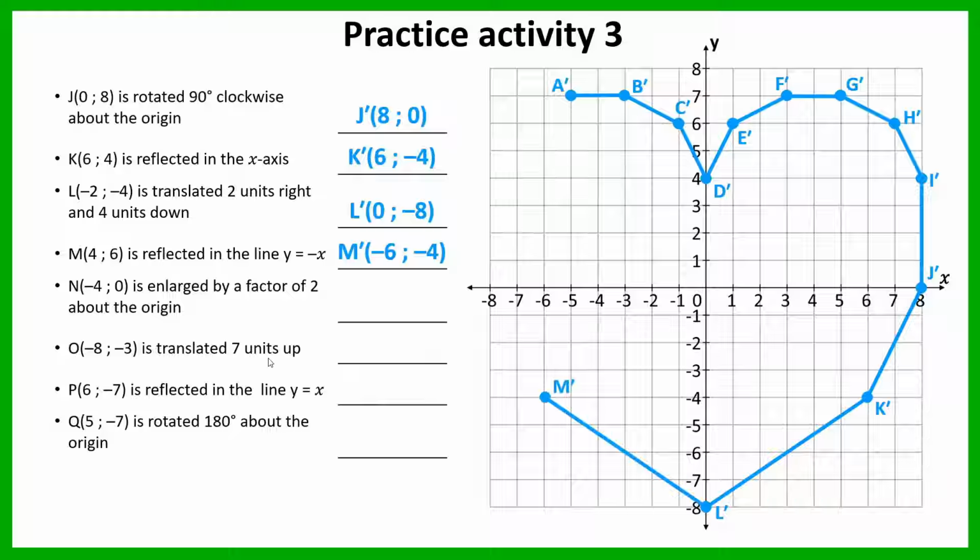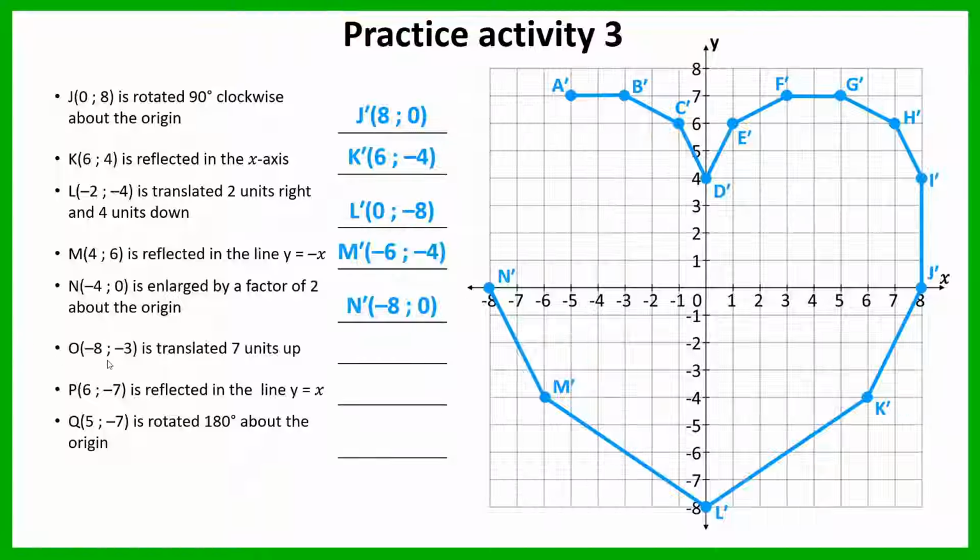Then I've got the point N, which is negative 4, 0. So this is N over here, and it is going to be enlarged by a factor of 2 about the origin. So remember, when you're enlarging, the distance from the origin to that point has to be doubled because it's a factor of 2 in the same direction. So it's going to go all the way to the negative 8. So it's going to be negative 8, 0 for N prime. And I plot it like that and join it up.